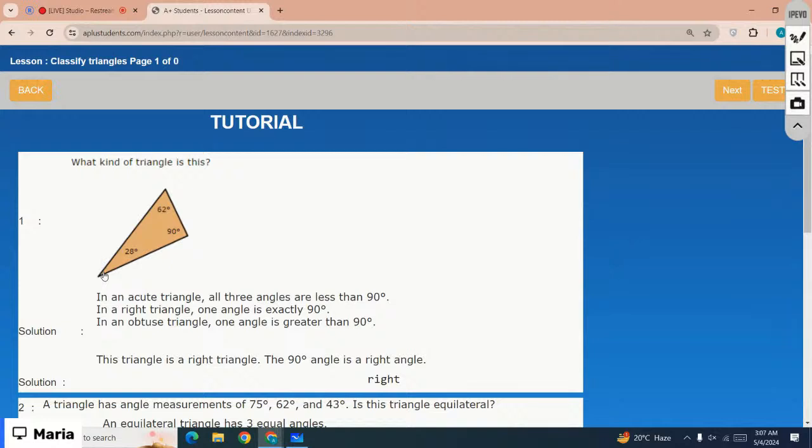Then you have the right angle triangle. That means one of the angles is exactly 90 degrees, right? And in obtuse triangles, one angle is greater than 90 degrees, right? So just look at the given triangle. You have one of the angles that is exactly 90 degrees, right? So that means that is a right angle triangle. The correct option is right angle triangle.